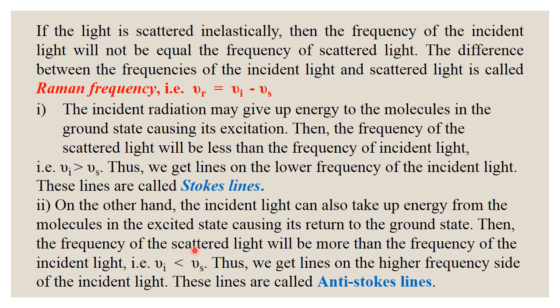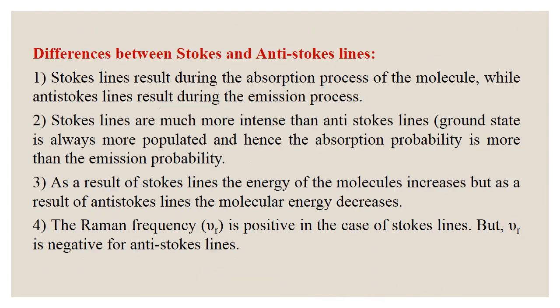This is the Raman effect. Raman frequencies are negative, and we get lines on the higher frequency side of the incident light. These lines are called anti-Stokes lines. This is another type: anti-Stokes lines. So we have seen two kinds of lines: one is Stokes lines, the other is anti-Stokes lines. If nu I is greater than nu s, the Raman frequency is positive and it gives Stokes lines. If nu I is less than nu s, the Raman frequency is negative, and these lines are called anti-Stokes lines.